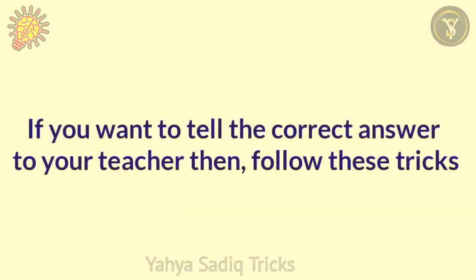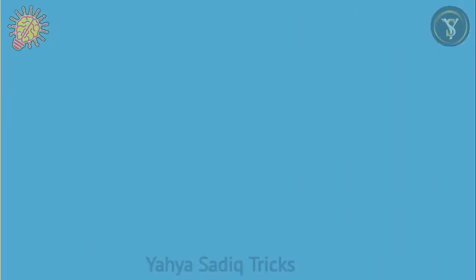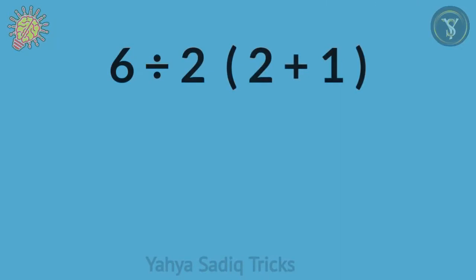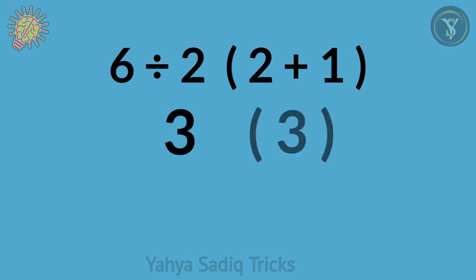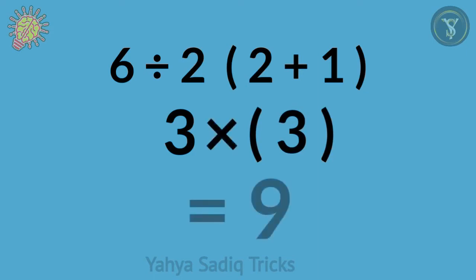If you want to tell the correct answer to your teacher, then follow these tricks. For suppose, in this situation, everyone divides 6 by 2 in the beginning, in which the answer is 3, and then add 2 plus 1 in the end, which is also 3, and then everyone multiplies 3 by 3. So 3 multiplied by 3 is equal to 9. So you are wrong.